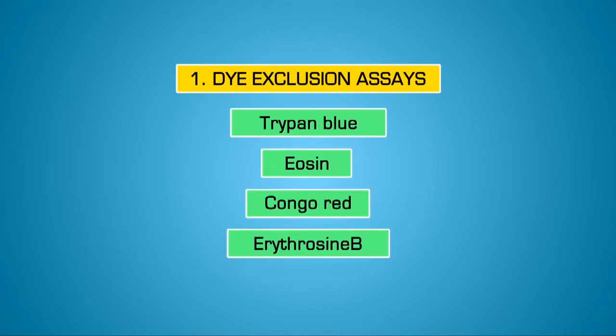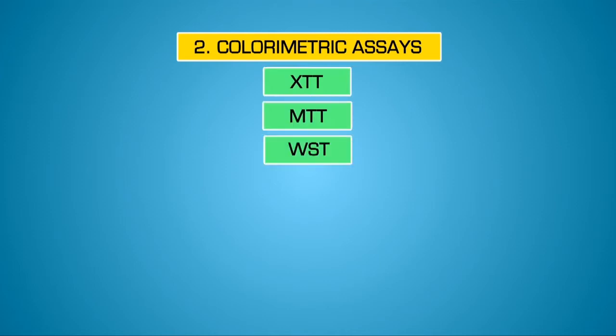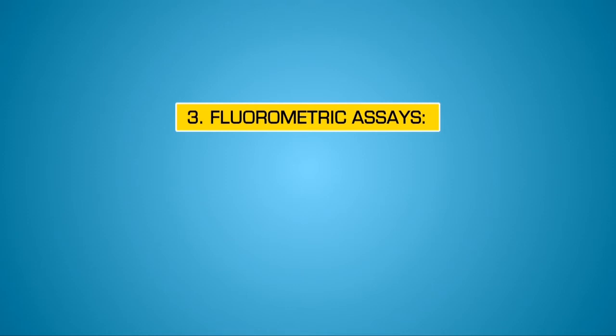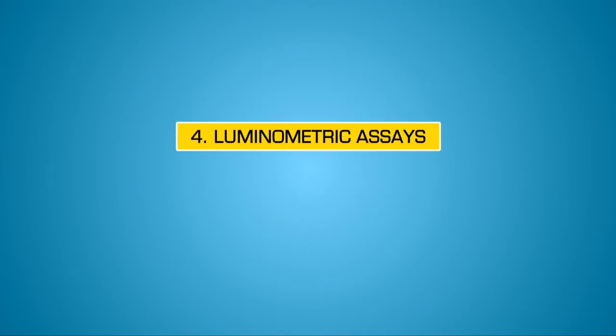use of erythrosin B. The second type is the colorimetric assays, which are XTT, MTT, WST, MTS, SRB, crystal violet, NRU assays. The third type, which is the fluorometric assays, uses LMR blue and CFTA-A assays. The fourth type, which is known as the luminometric assays, uses ATP assays.